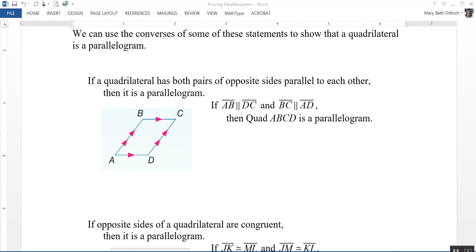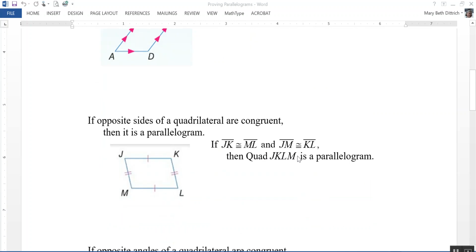What the definition says is that if it is a parallelogram, then both pairs of opposite sides are parallel to each other. What this says is if you have a quadrilateral, any four-sided figure, and both pairs of opposite sides are parallel to each other, then you know that that quadrilateral is a parallelogram.